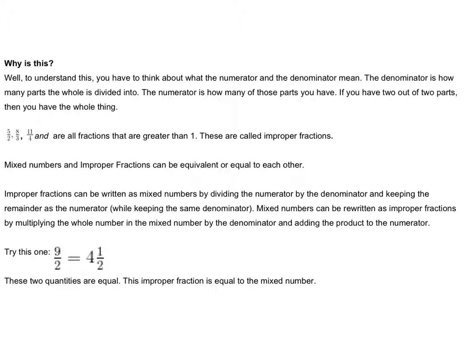Well, why does this happen? To understand this, you have to think about what the numerator and the denominator mean. The denominator is how many parts the whole is divided into, and the numerator is how many of those parts you have. So if you have 2 out of 2 total parts, then you've got the whole thing.